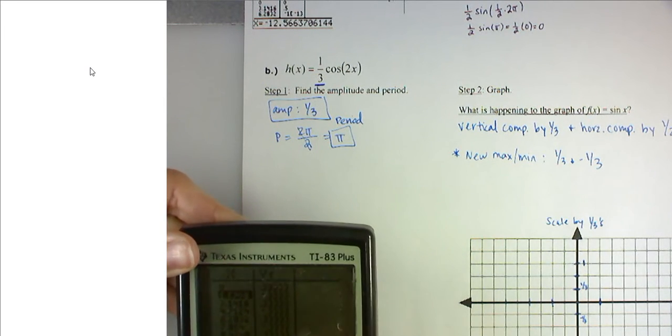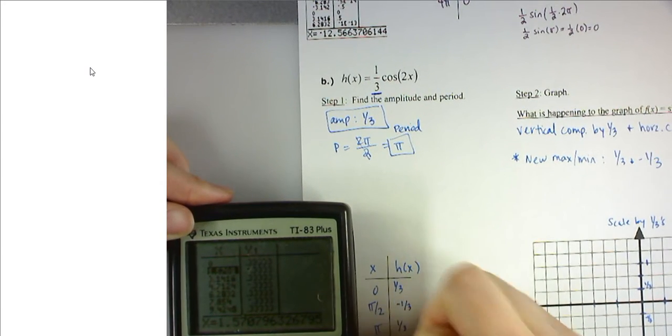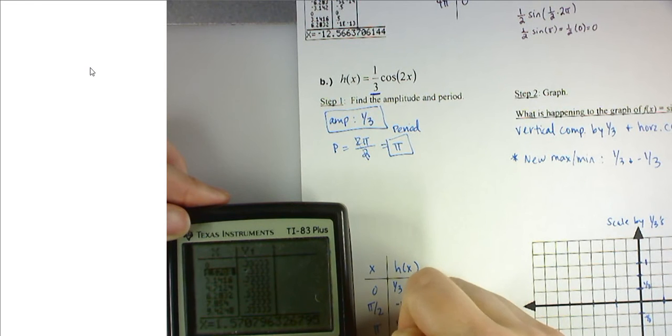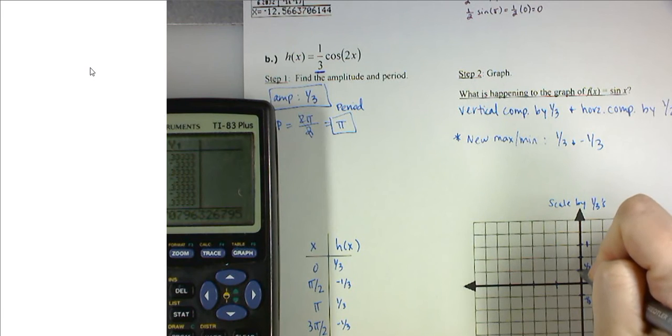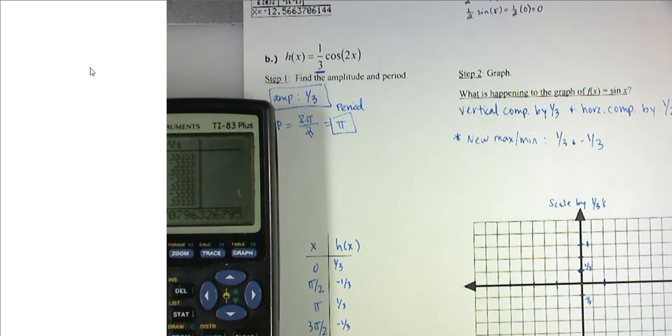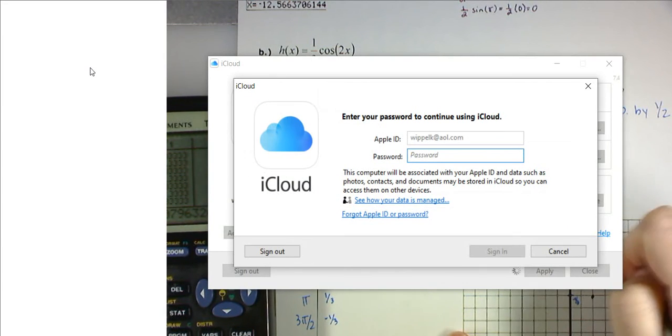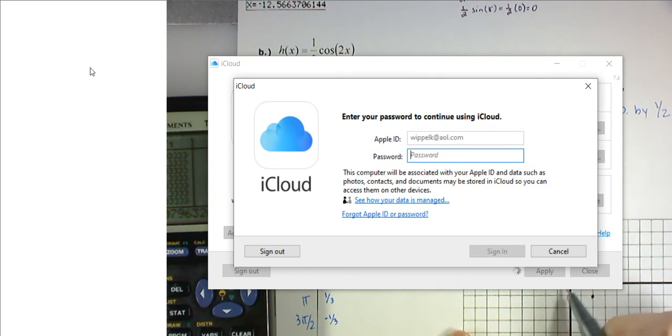What's going to happen is if you're at 0, 1/3 here, I'm going to use a different color. And then at pi over 2, you're at -1/3. And then at pi, you're at 1/3 again. And then at 3 pi over 2, you're at -1/3. And then at 2 pi, you're at 1/3. What's going to happen is halfway in between those, that's when you're going to hit the 0 mark.